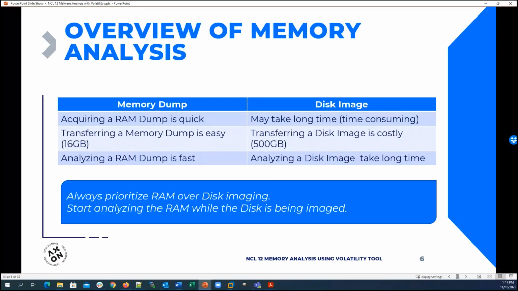And also, when you want to transfer it, it's very costly. Imagine transferring a half-terabyte file that is a disk image dump. It's going to be costly. You cannot carry it on a USB. You need maybe another hard disk to copy it to. But the RAM dump is very easy to copy. That's why when there is a forensic project, you start with the RAM, and then you take the RAM and start working on it, meanwhile the disk is being imaged.